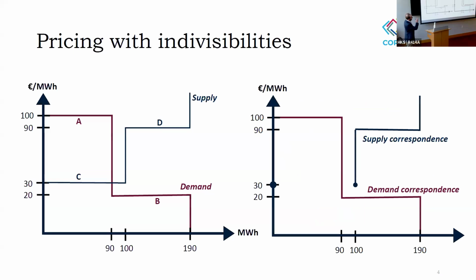Another way to view it is if you simply draw supply and demand correspondences, well, you observe then in this supply correspondence that you have this discontinuity, this leap, which is due to the indivisibility of C. And that results in having a supply and demand curve that simply do not cross, right? And so there is no equilibrium.